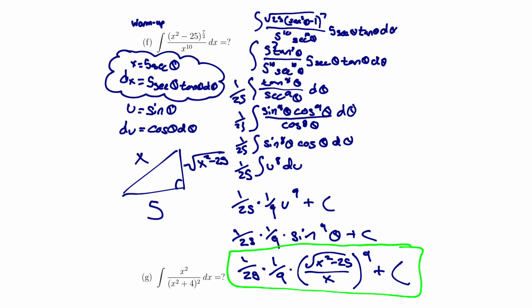When you get to u's or thetas or wherever you're at, u's go back to thetas, thetas go back to x's. Remember, this is our theta. So thetas go back to x's, and then everything goes back to your original x over 5 equals secant theta relationship. I'm going to stop and let you guys take a look.